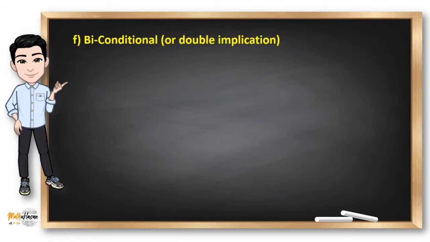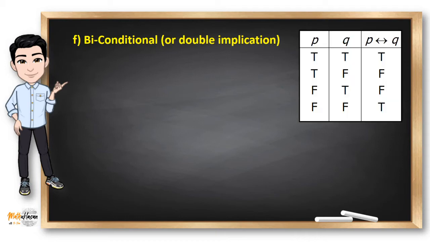The last but not the least is the biconditional or double implication. This one is like the equal symbol. So if they are both true, then the answer is true. If they are both false, then the answer is true. So if they don't have the same propositional value or truth value, then they are false.